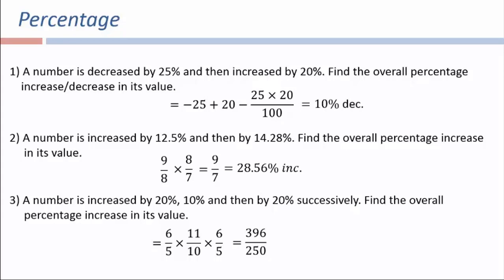So to convert this multiplying factor back to percentage, what we will do? We'll subtract 1 from it to find out the increase. So we will get 396 upon 250 minus 1 into 100. And that would come out to be 146 upon 250 into 100. On cancelling 250 and 100 by 25, finally I would get the answer as 58.4%.